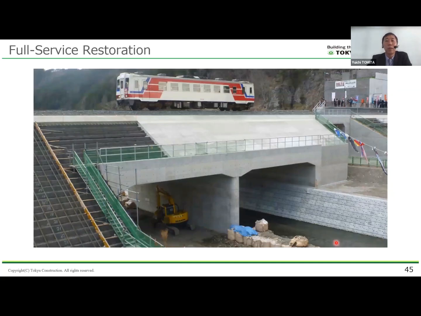A train is now operating over the completed GRS integral bridge. The Sanrik Railway Kitarias lines resumed the service on April 6, 2014, marking the full restoration of the entire railway line.